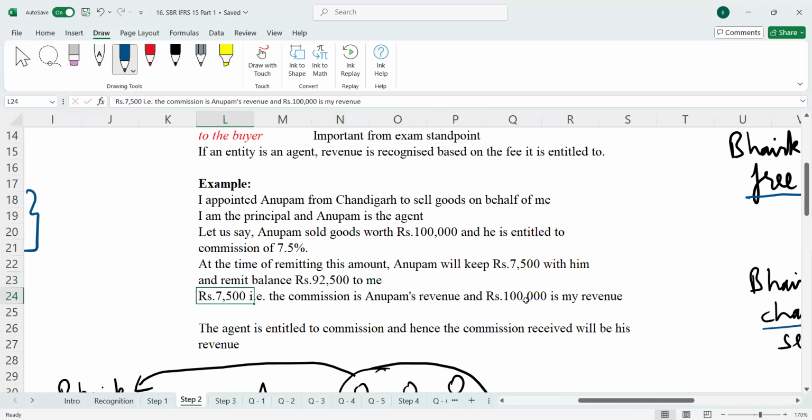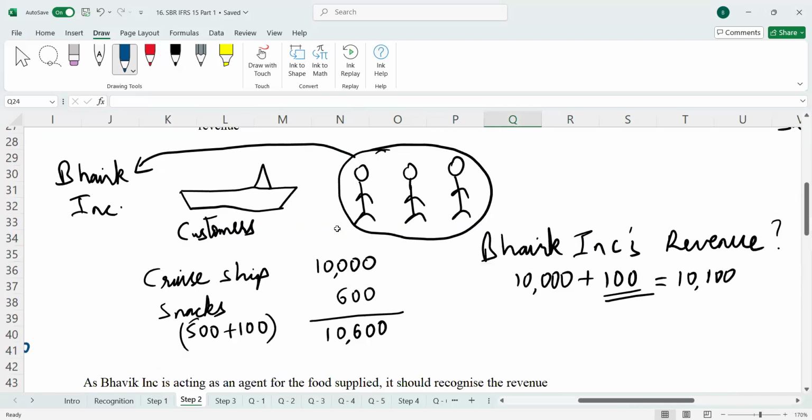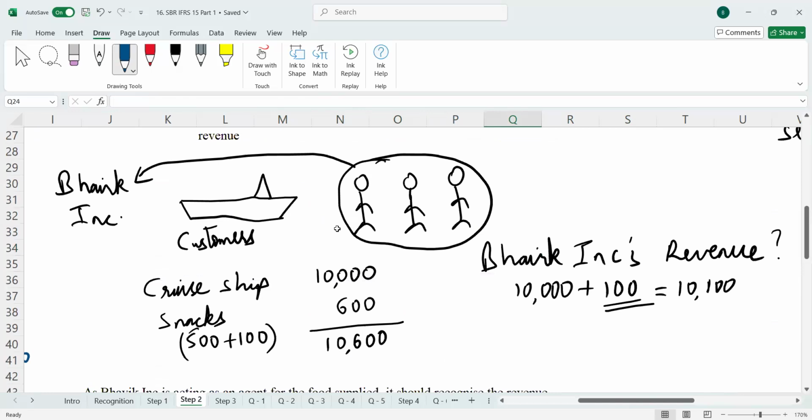My revenue is 1 lakh. Okay. Now this is the kind of question that was tested in your SBR past examination. Please try to understand. Now, what happens over here is I am a company who provides cruise ship services. I have a cruise ship. Passengers pay me. They stay on my ship for 3 to 4 days.